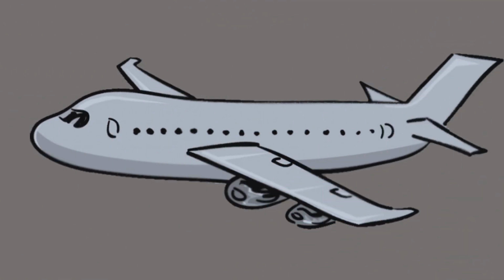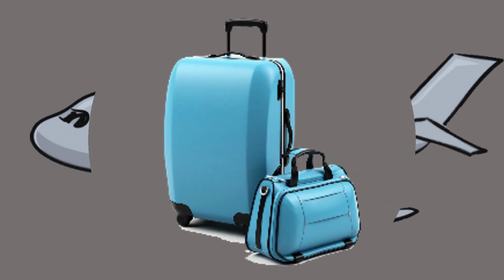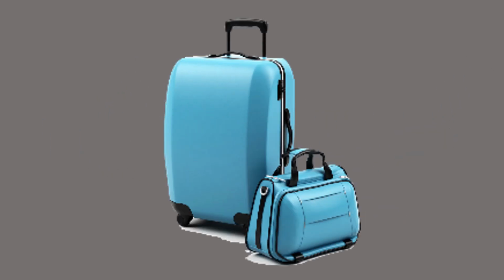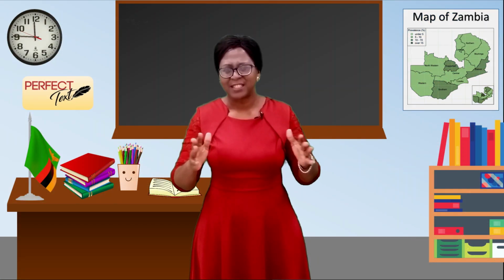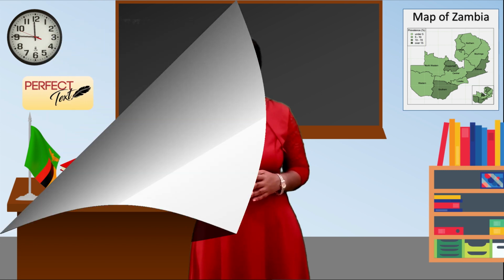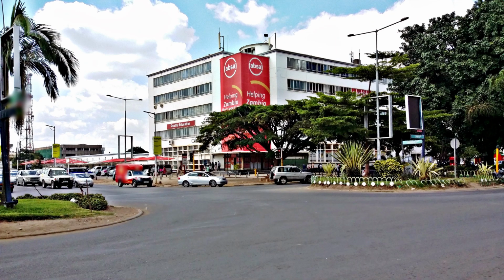Now let's see what you have drawn. If you drew a plane and suitcases and a helicopter, that is correct. You are very clever. We have talked a lot about planes today. Now look at this picture.